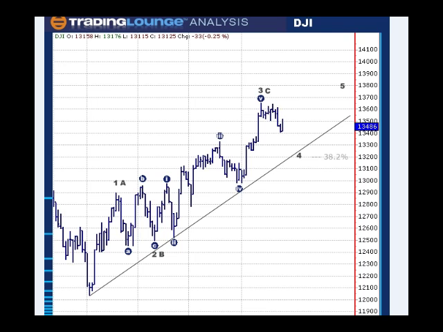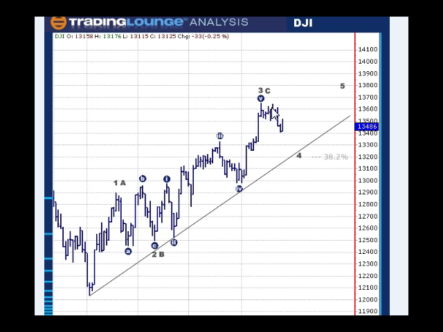Welcome to the Trading Lounge and the Day Ahead Report, and here we're looking at the Dow Jones on a daily chart. I just wanted to have a look at the bigger picture and explain the possibilities here. The two wave counts are that we have an A wave to here, a B wave to here, and then 5 waves in a C wave to complete this particular rally that we're looking for.